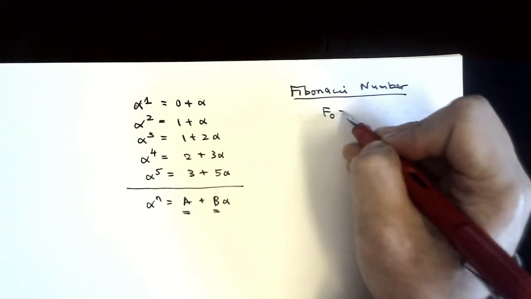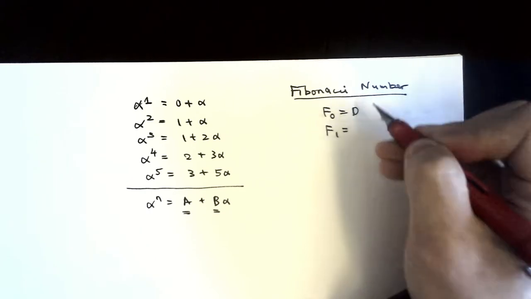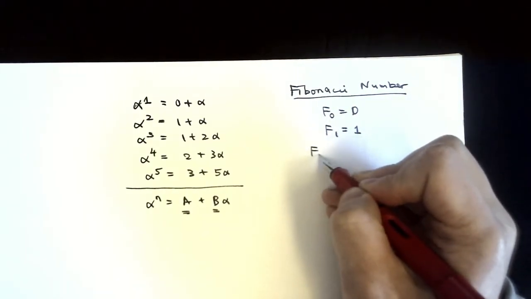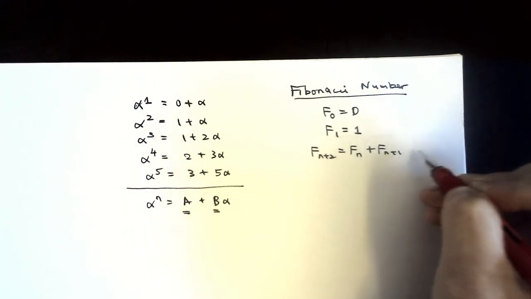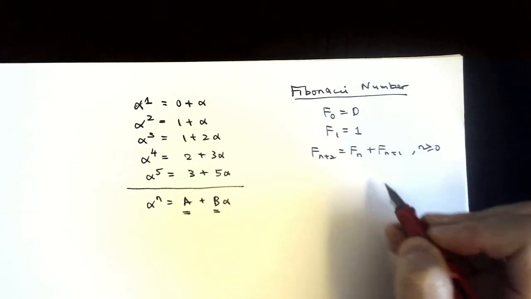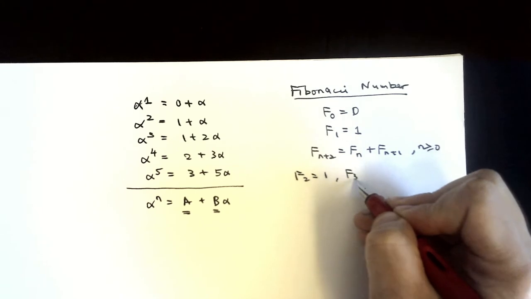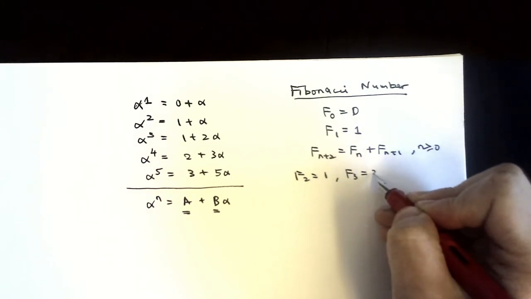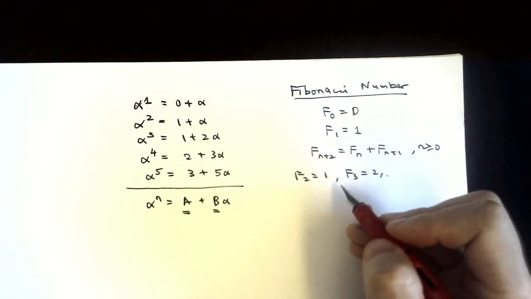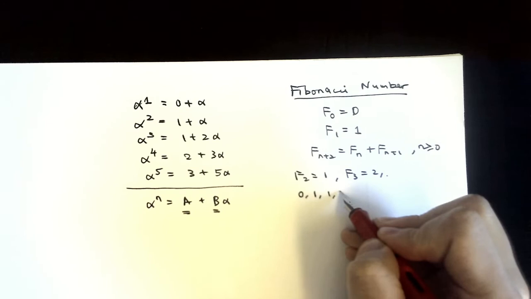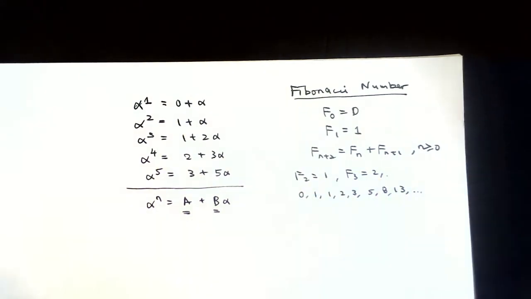For example, what are the Fibonacci numbers? F0 is 0. F1 is 1, and the new numbers are constructed from the previous numbers. That is, F2 will be 1, F3 will be 2. So if I list out the first few Fibonacci numbers, they will be 0, 1, 1, 2, 3, 5, 8, and so on.